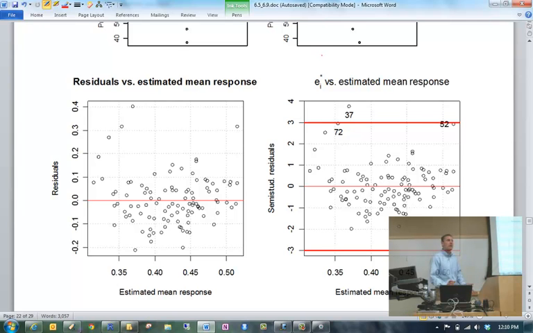Constant error variance. We will look at residuals versus y hat. What do you think? What are we looking for here? Changes in variability of the points.